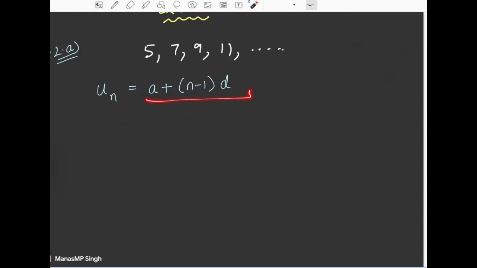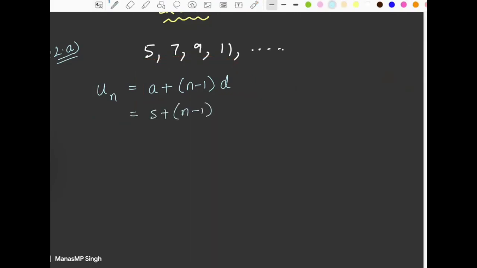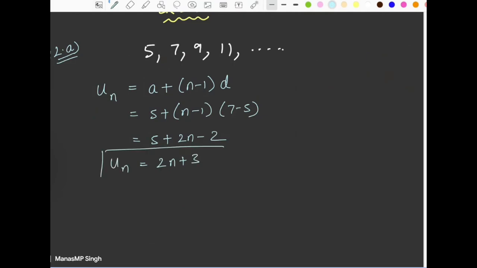So 5 plus n minus 1 times 2. That's it. In short, when they say nth term, your answer will contain n as an alphabet. Okay. Difference is 7 minus 5, 2. So 5 plus 2n minus 2, 2n plus 3. 2n plus 3 is the nth term. That's it. This is your answer.